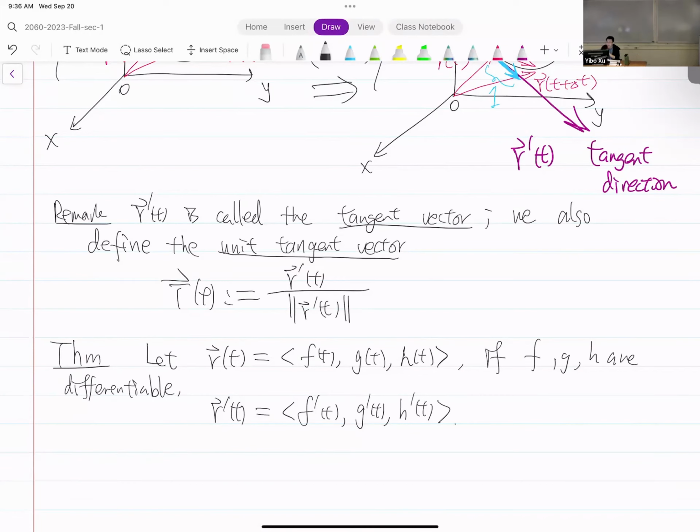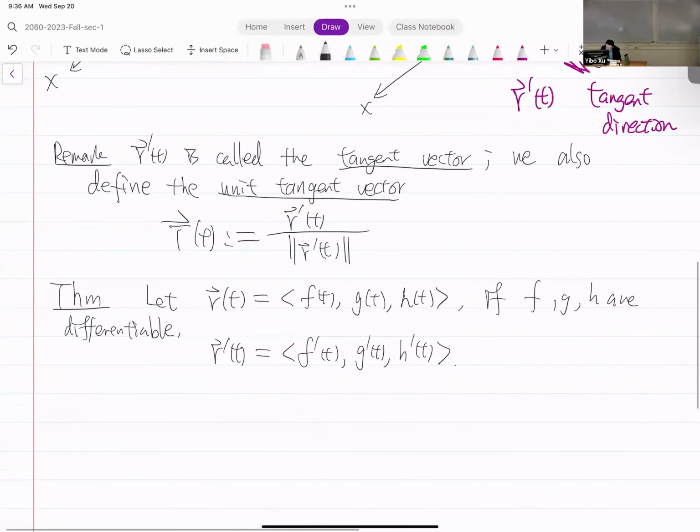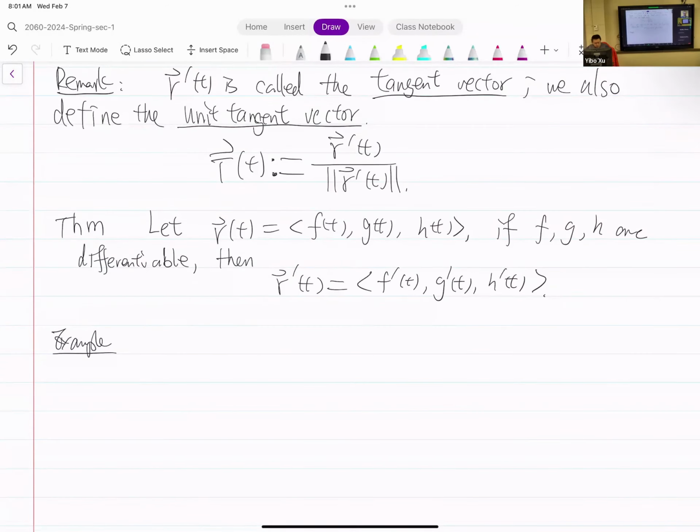So this is what we expect, right? In Calc 1, we know how to do the limits of a function, and then we know how to differentiate, and later we learn how to integrate, do definite integrals or indefinite integrals, and many other things. But here, for vector functions, when we take the limits, we take component-wise, and when we do the derivative, it's all component-wise. So let's look at an example.